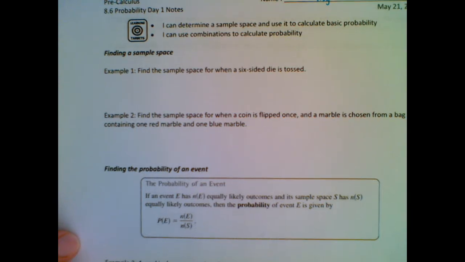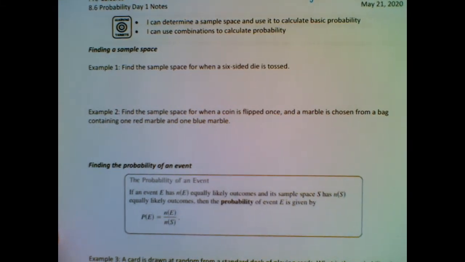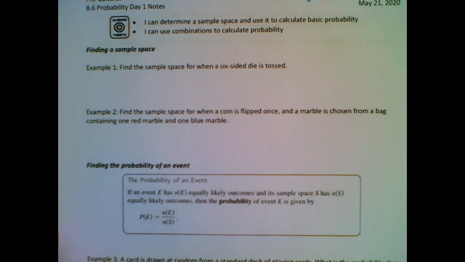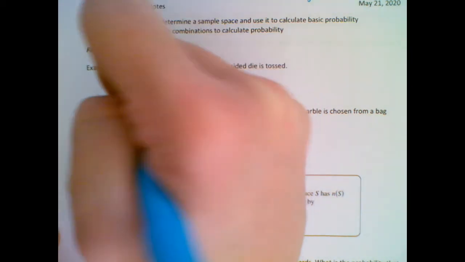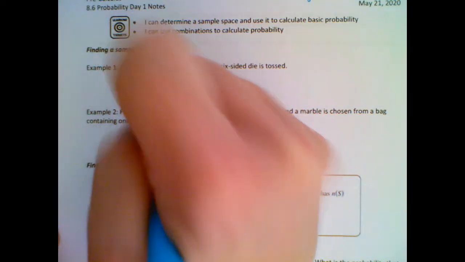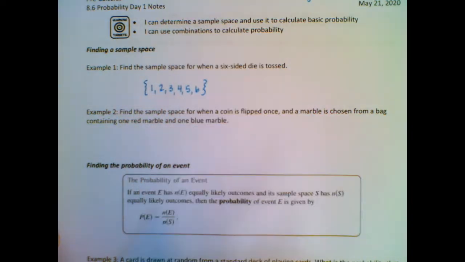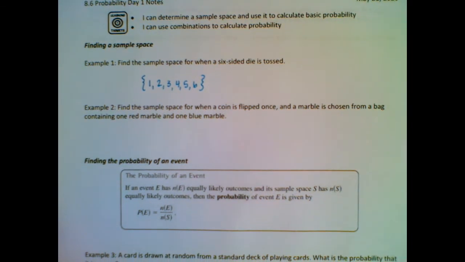So you'll notice that this will definitely look familiar. Some of the notation might be a little bit different, but let's find the sample space for when a six-sided die is tossed. So a sample space is basically, what can happen when this event happens? So there are basically six things that can happen. I can roll a die and get a one, a two, a three. So the sample space is written as, and I'll use some curly brackets here, I could get a one, a two, a three, a four, a five, or a six. So that's what my sample space would look like for a six-sided die.